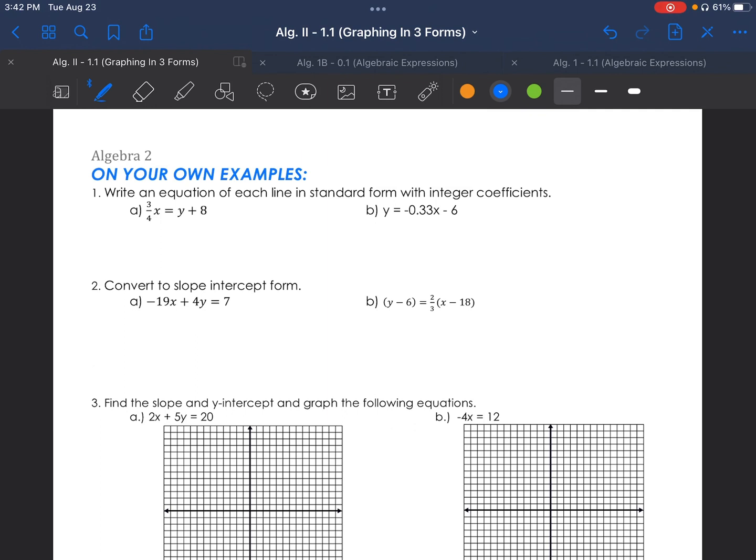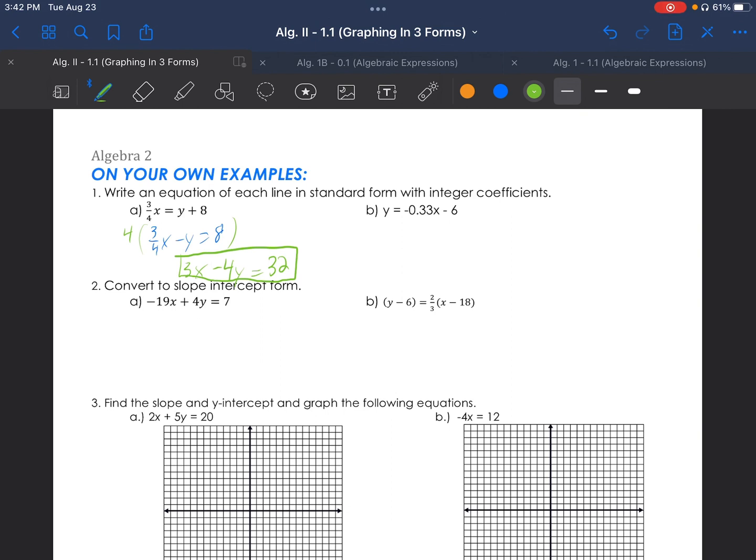So number 1, write an equation of each line in standard form with integer coefficients. 3/4 x equals y plus 8. So standard form, I need to move the x and the y to the same side. So move the y over by subtracting it. 3/4 x minus y equals 8. Now I need to get rid of the fraction. So I'm going to multiply the entire equation by 4, because that gives me 3x instead of 3/4 x. Now it also makes it negative 4y instead of y and 32 instead of 8. And that's okay. So that will be our answer.